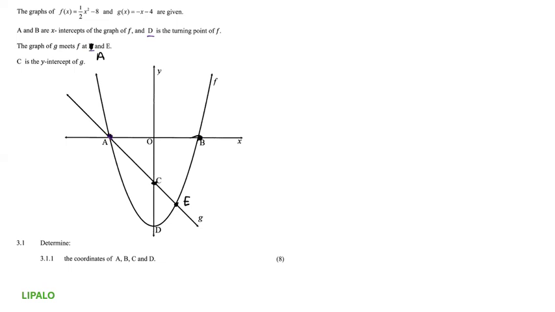I know because they told me that they are x-intercepts and I can see them in the graph. So 3.1.1. I'm going to say x-intercept, right? The y value equals 0. Good. Now, this is the equation for A and B. Here's the equation of f. So I put 0 in the place of y. So I'm going to have 1/2 x squared minus 8 is equal to 0. Then I solve the equation. 1/2 x squared is equal to 8, right?